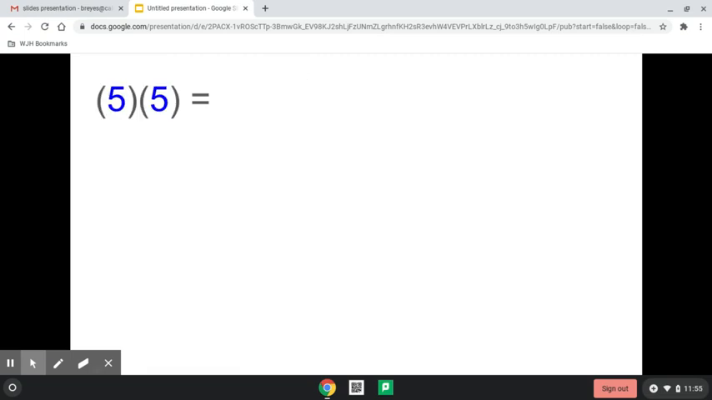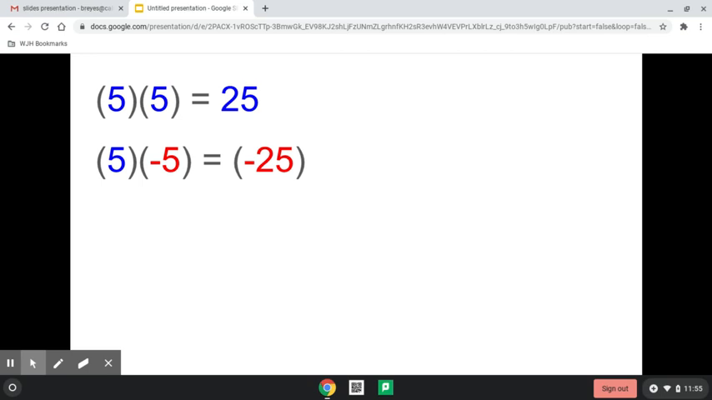Now to review, we have a positive times a positive. What's that equal? 25. You already knew that. How about a positive times a negative? What will that equal? It equals a negative. Positive times negative equals a negative.